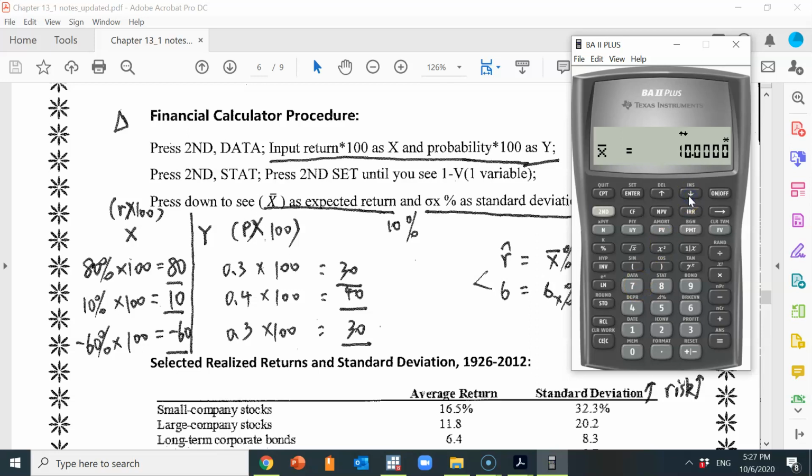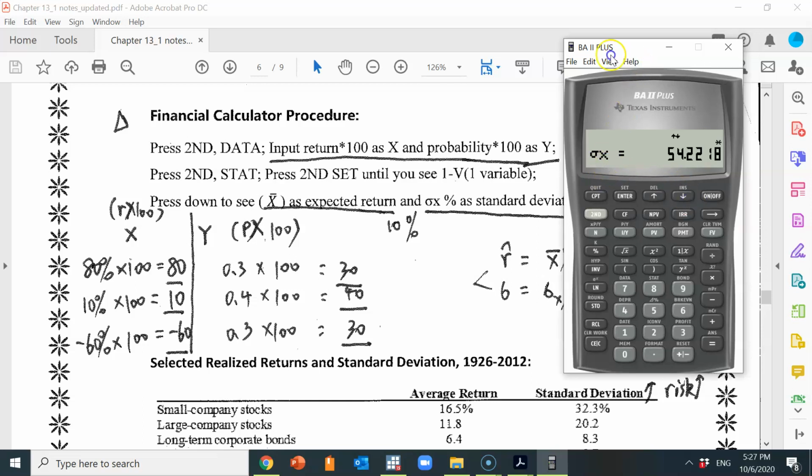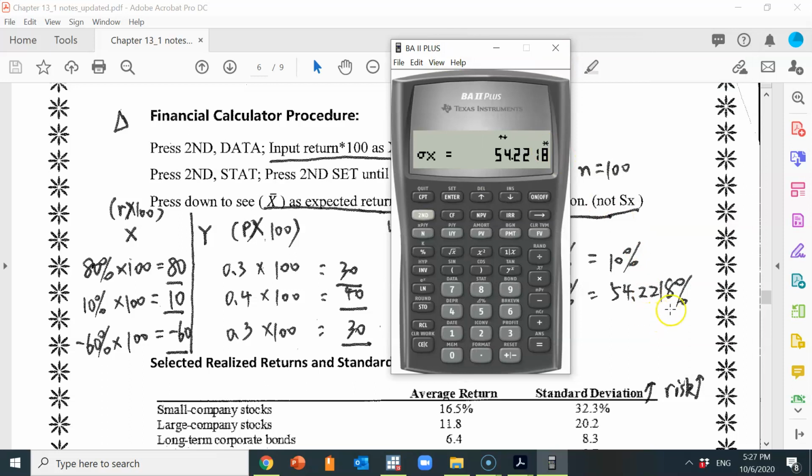And then press down button, we see x bar is 10. So we know the expected return is 10%. Down button, Sx. Not what we're looking for, so skip it. Down button. Sigma x, we see 54.2218. Add back the percentage sign. That's going to be our standard deviation. Okay, so data and stat function. Input all your data in data, and then show expected return and standard deviation in stat.